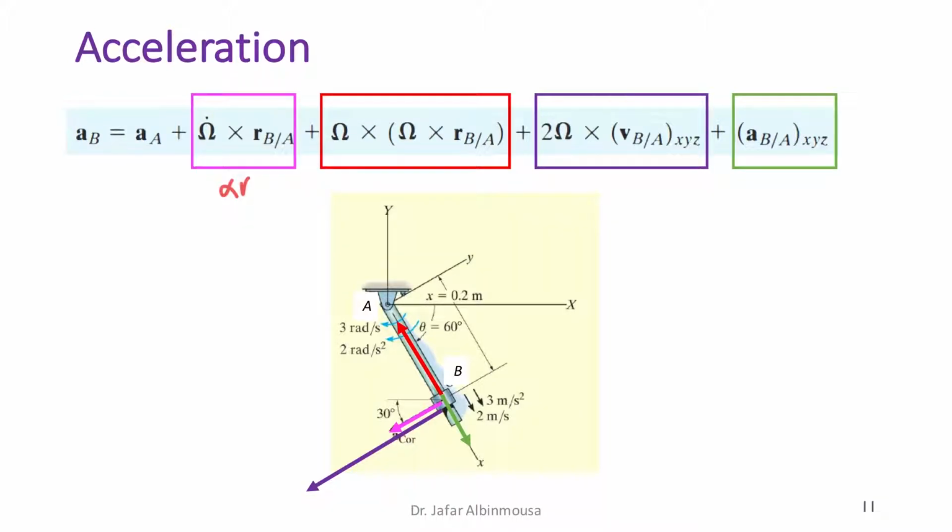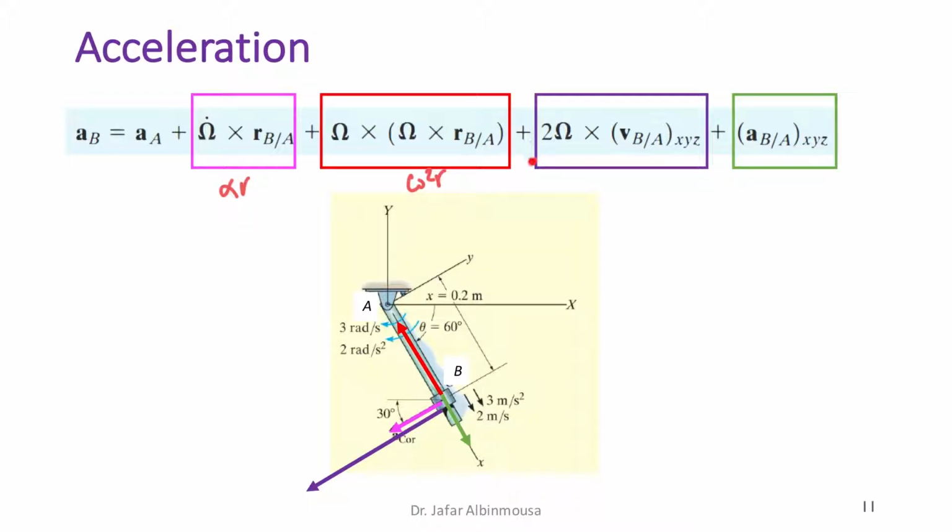Now, the second part is marked in red, and this has 2 capital omegas, which is like the small omega, and R. So this is actually similar to omega square R, which is the normal acceleration. It is shown here that this part of the acceleration is represented by an arrow pointing from point B to point A, because point A is like the center of the rotation.